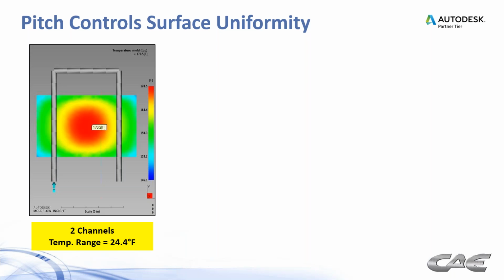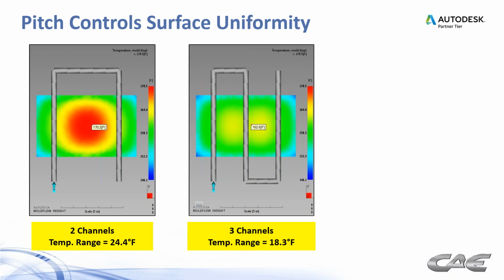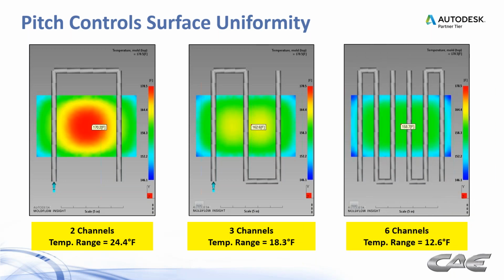Model that up, we simulate that, and we see a 24-degree variation across the part, which is a little on the extreme side. Maybe we add another channel in the center to cover that hot spot. Now we've got an 18-degree temperature variation across the part. Some improvement, but not quite where we'd like to be. So now we put 6 channels. Now we've got that temperature range down to 12, and you can go even farther than that.